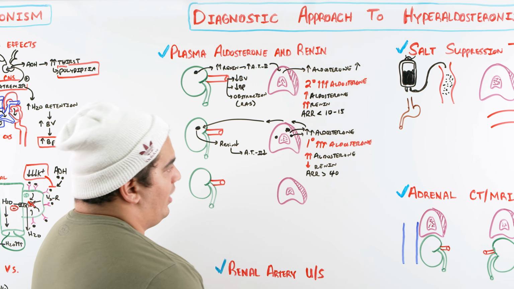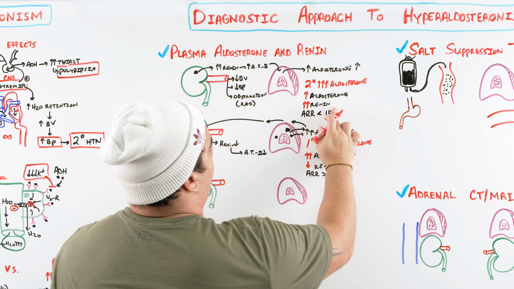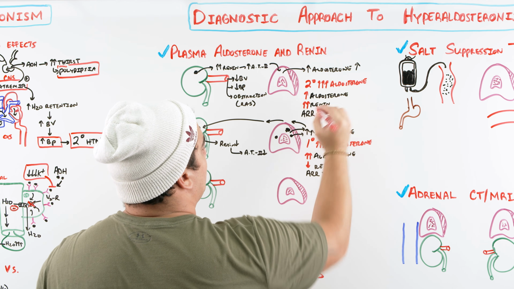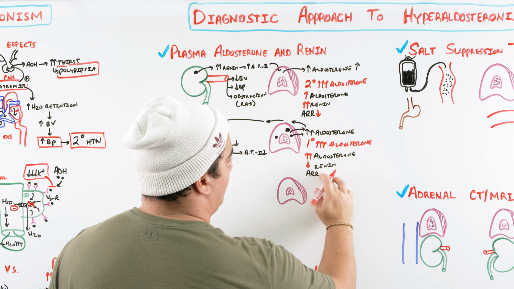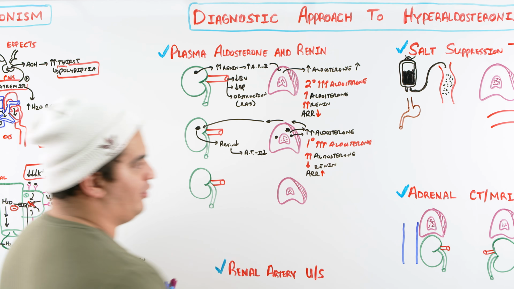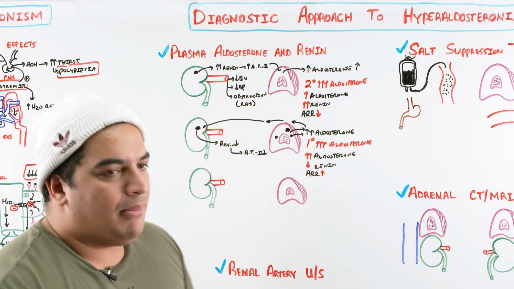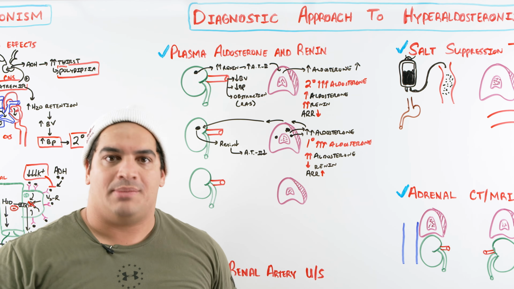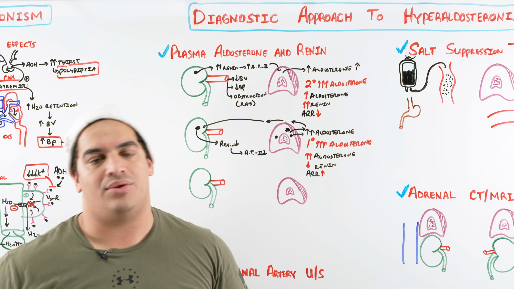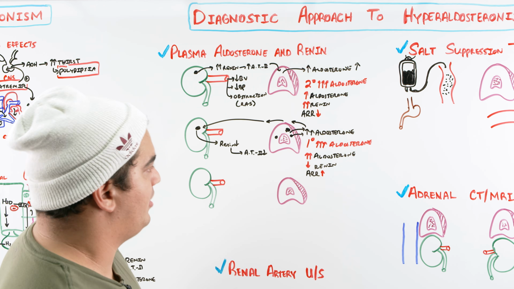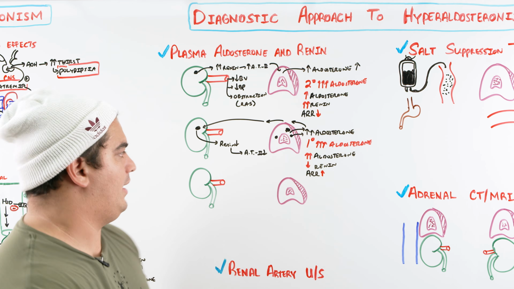If you wanted to make it simple for yourself, there'd be a low renin and a high aldosterone-renin ratio for primary hyperaldosteronism. The numbers vary from textbook to textbook, source to source, institution to institution, so I don't want to get too crazy focusing on numbers. Focus on understanding, and I think that is the key thing.